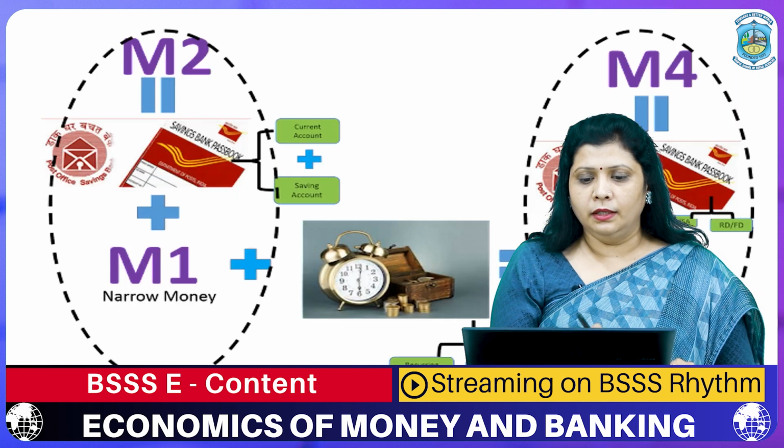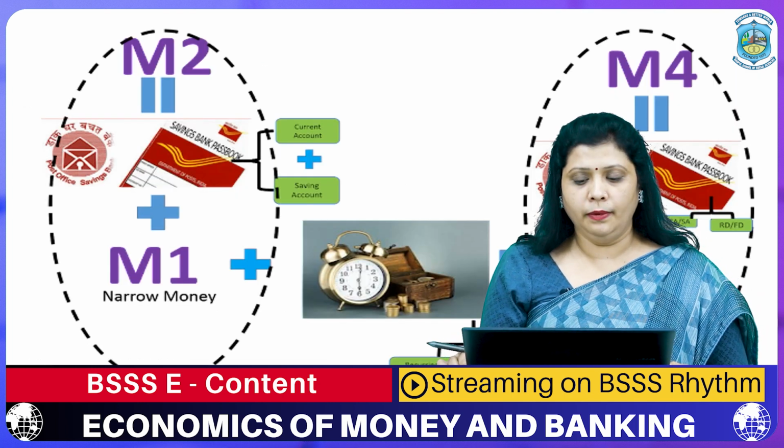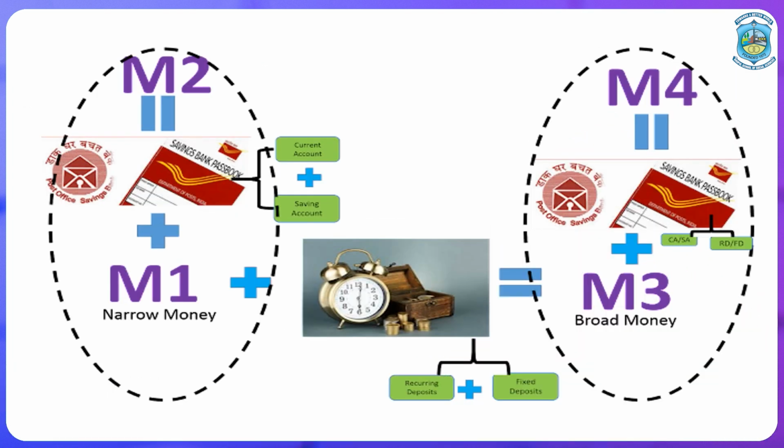So, you can easily understand this by this flow chart. Here we can see M1 is narrow money. The formula of M1 is C plus D, currency and demand deposits. If you find M2, you can see M1 plus savings of post office is equal to M2. M3 is broader money: M1 plus all the time deposits, RDs and fixed deposits, are included in M3.